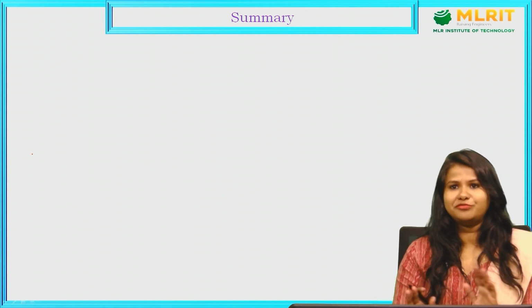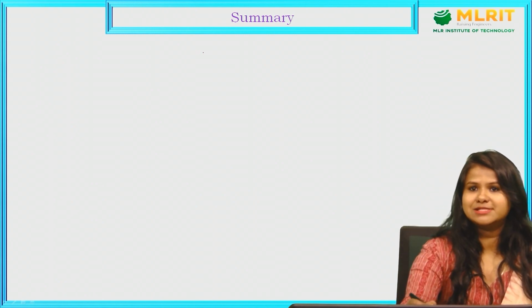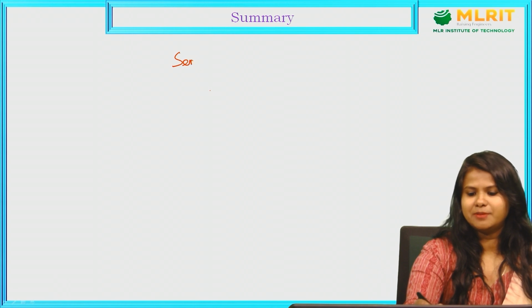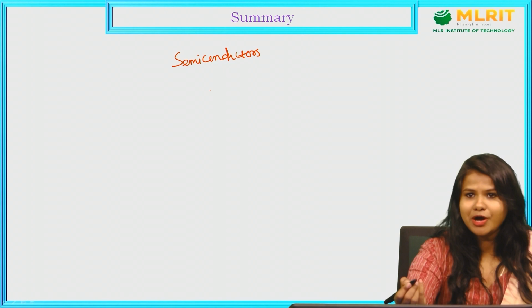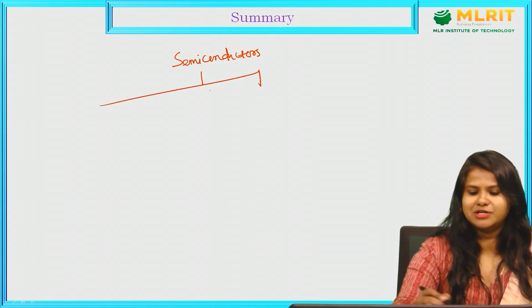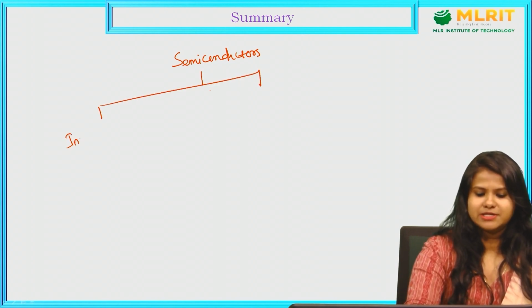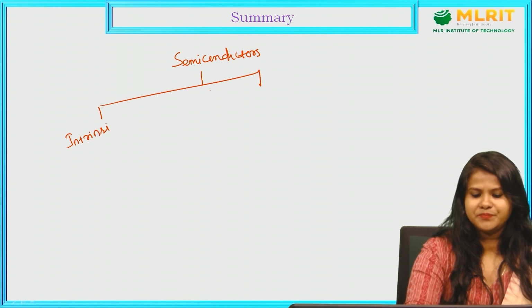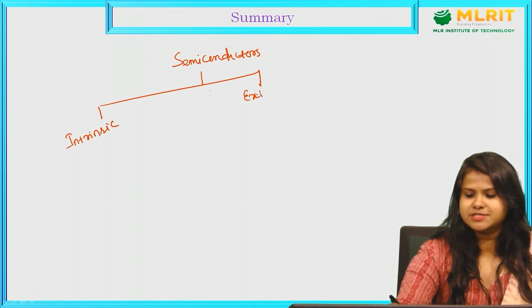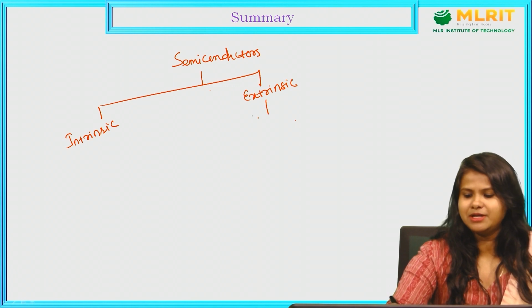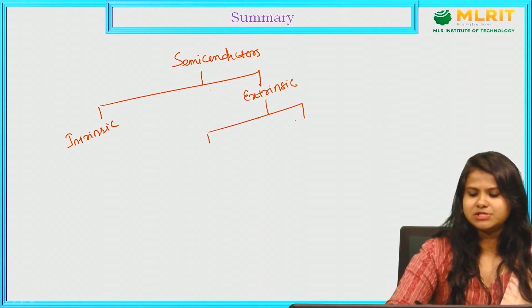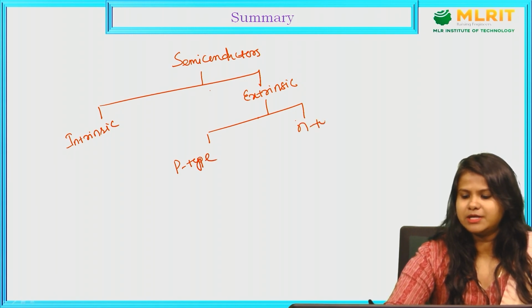Summary. So, what have we learned today? We have classified semiconductors into how many categories? 2 categories. What are those? One is intrinsic semiconductor and the other is extrinsic semiconductor. And then we have classified extrinsic semiconductor into another 2 categories, which are p-type semiconductor and n-type semiconductor.